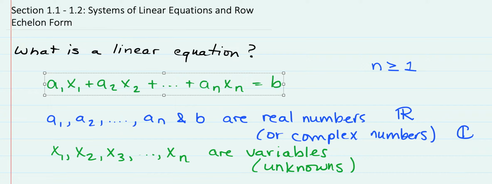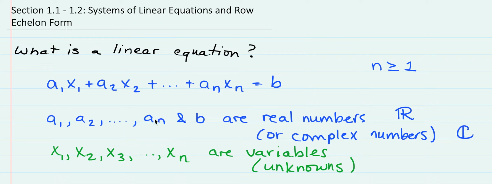Now if you have something like a squared here and a 3 here and a negative 1 here, this is not a linear equation. The powers on your unknowns have to be 1.